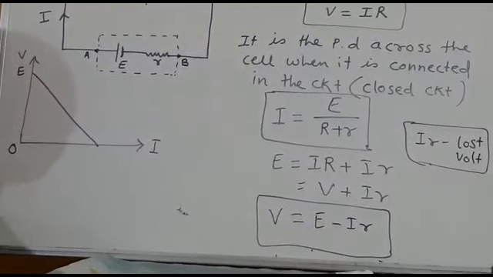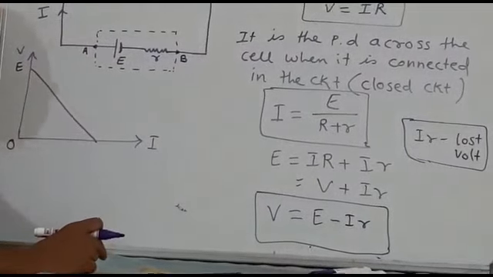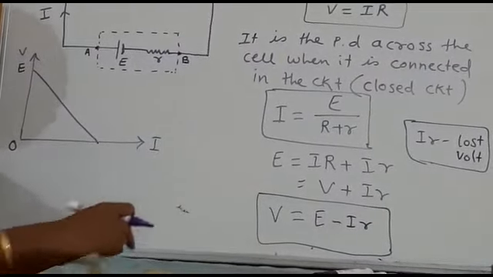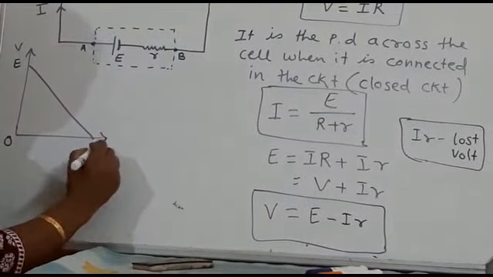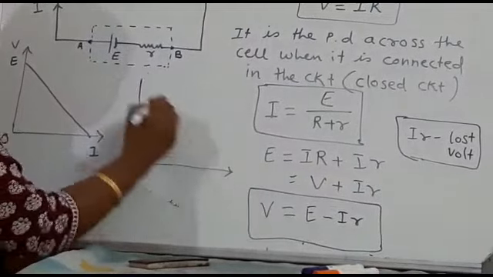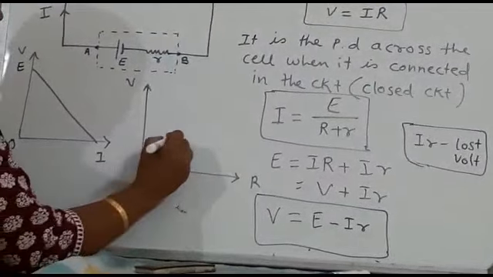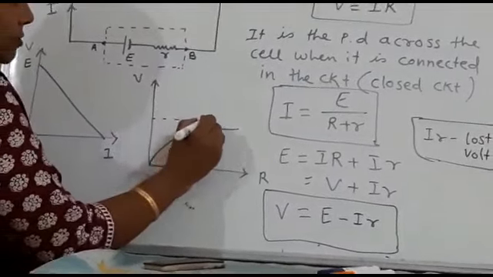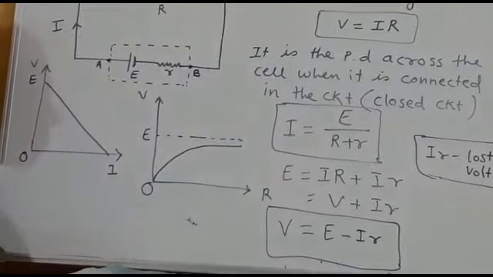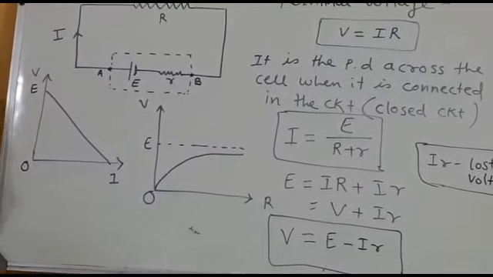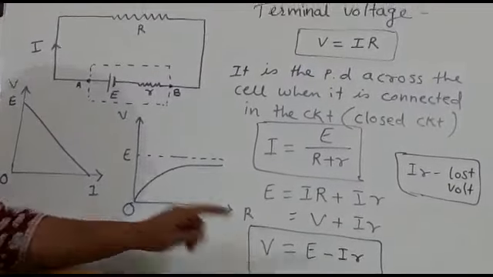The second graph we can plot is between potential difference and the resistance. Potential difference and resistance, so that graph you can plot. Here is V, here is R, and the nature of the graph will be like this. EMF is maximum here. This is 0. So these are the two graphs. Most of the time the question is asked on these two graphs as well as this formula.